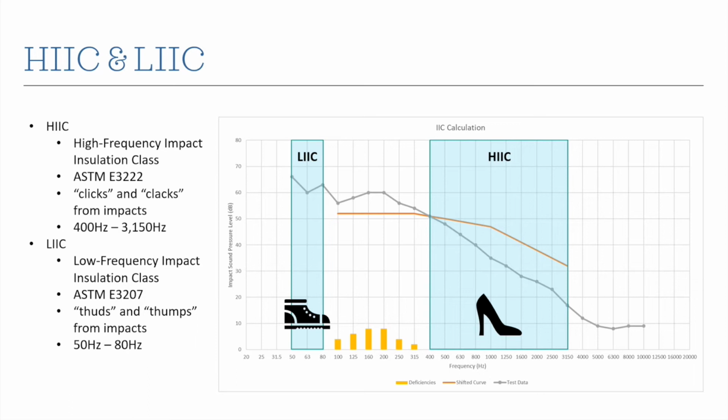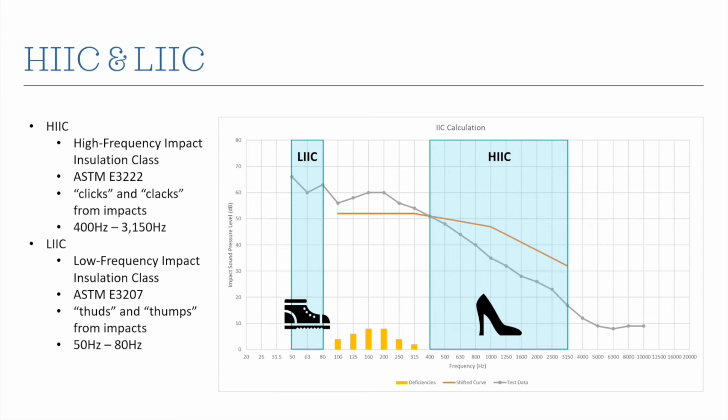So you can think of this as like the click of high heel shoes, or hard soled dress shoes, or a dog's nails on a tile floor, those kinds of things. The LIIC is at the other end. It stands for Low Frequency Impact Insulation Class. It's set by ASTM standard E3207, and it deals with the thumps and the thuds that were the big issue in that lawsuit. And it just looks at the frequency range from 50 hertz to 80 hertz.